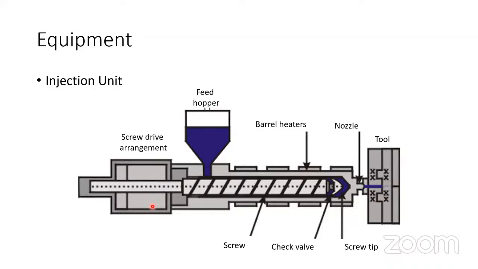That is the screw forward direction. Now, if you want to take the screw backward, again supply oil here, and by hydraulic action it will come in the backward direction, rotating anti-clockwise with the help of a motor. So, friend, this is a unique design of the injection unit.